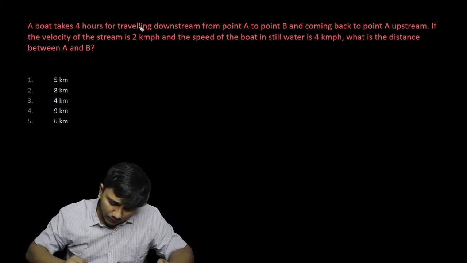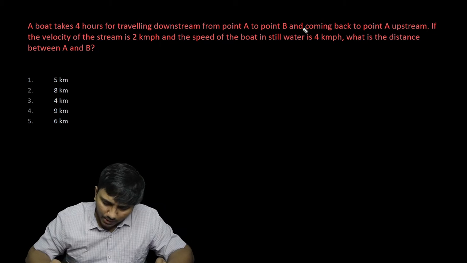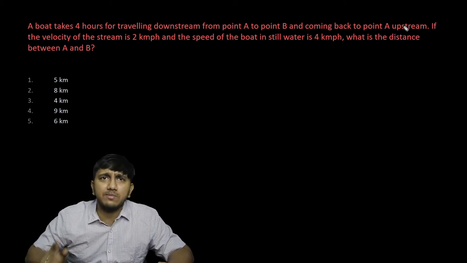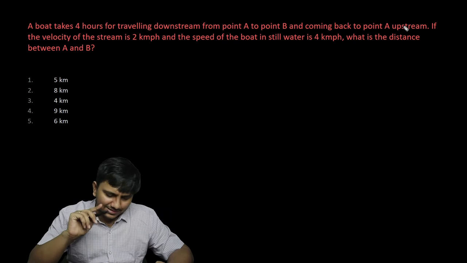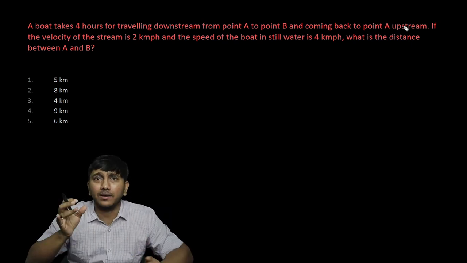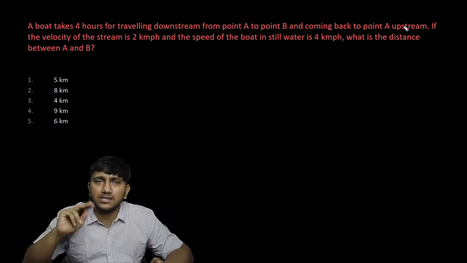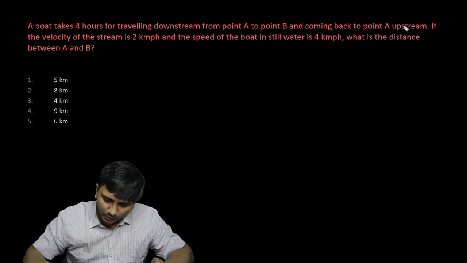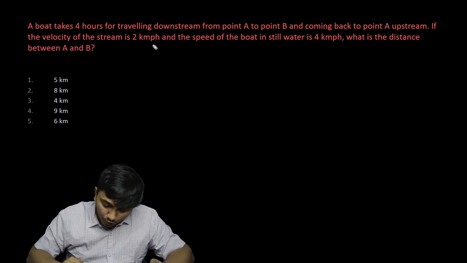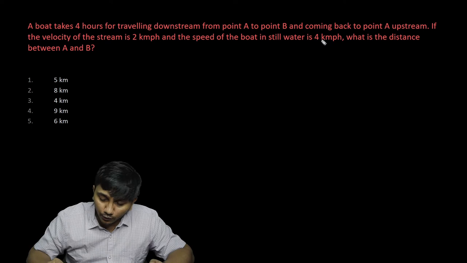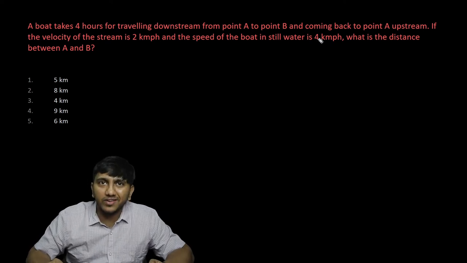A boat takes 4 hours for traveling downstream from point A to point B and coming back to point A upstream. So the entire to and fro motion is taking 4 hours. Now I don't know what is the breakup, how much time it took for downstream and how much time it took for upstream. Right now, it's not clear. If the velocity of the stream is 2 km/h and speed of the boat in still water is 4 km/h, that will help me to find out the breakup.